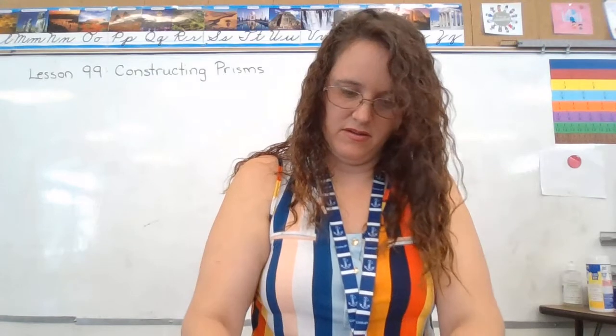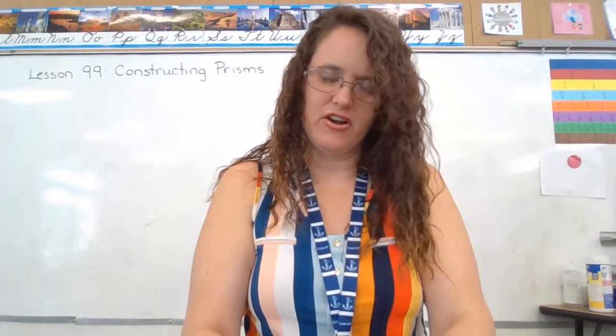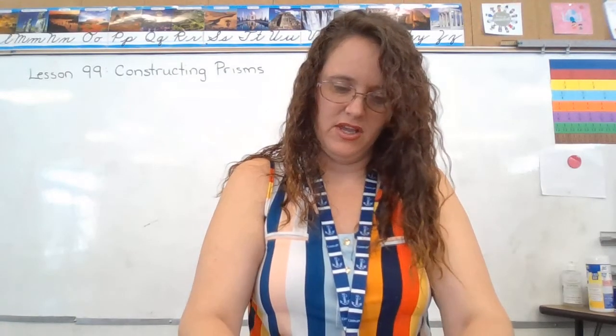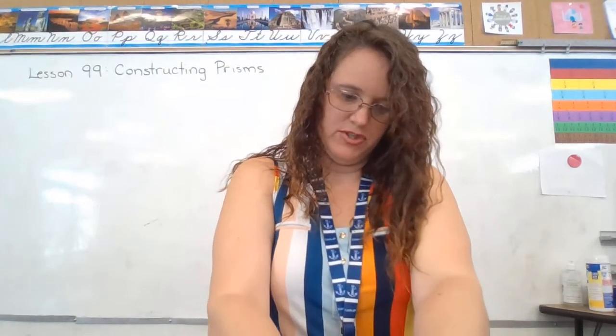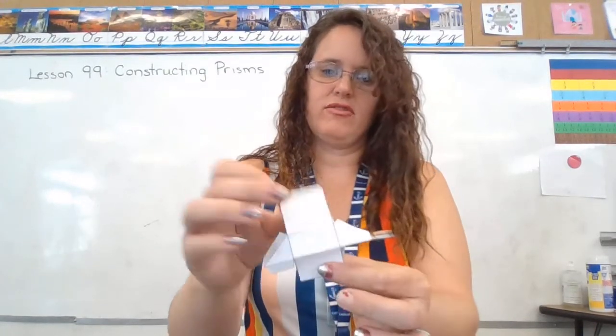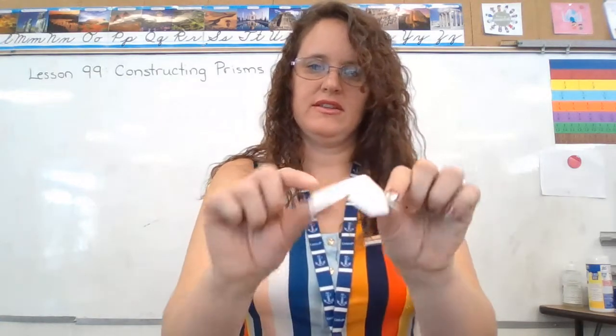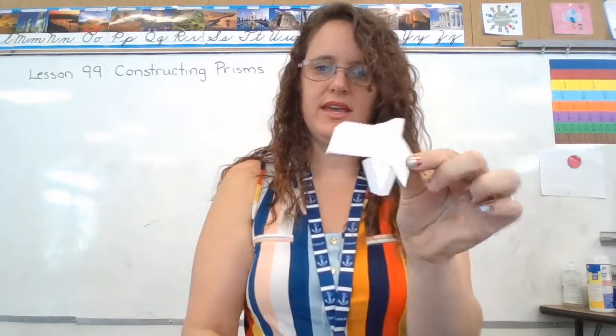Almost done here. Just folding my last couple flaps. This one's a little different because all the sides are not rectangles. So what shape do you think we're going to end up with when we put this together? I have 3 rectangles and then I have 2 triangles. Kind of looks like an airplane with wings. What shape do you think we'll end up with?